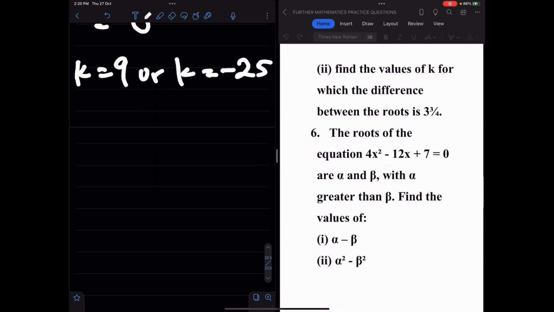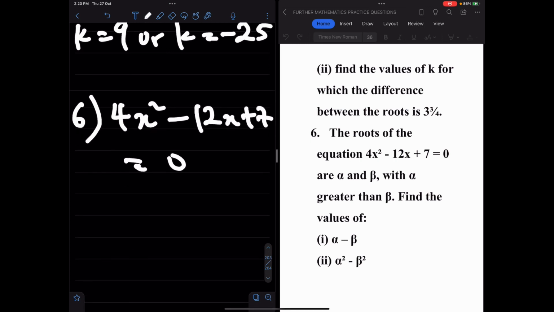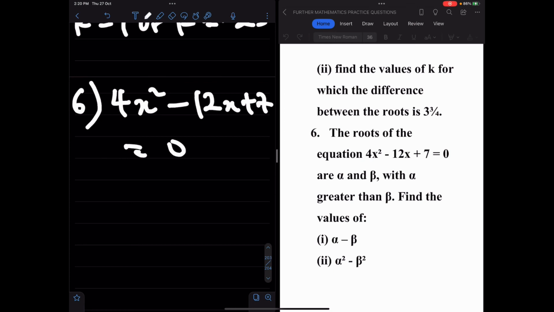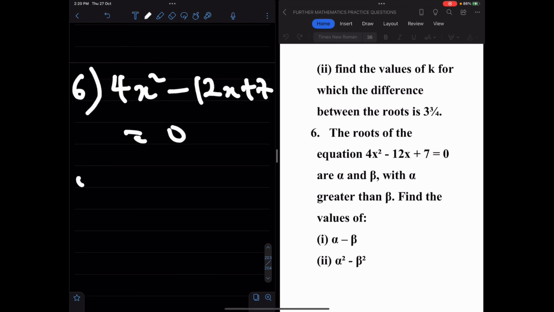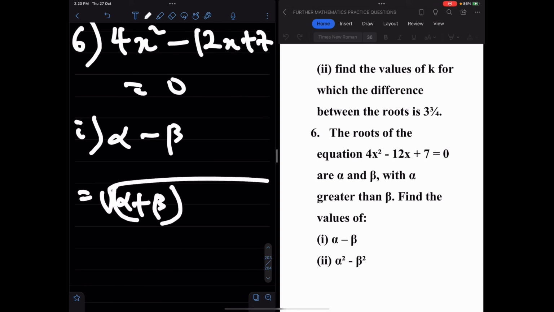So we go straight to the next, which is number 6. The roots of the equation 4x squared minus 12x plus 7 equals 0 are alpha and beta, with alpha greater than beta. Find the values of Roman figure 1, alpha minus beta. Alpha minus beta is equal to the square root of, we've shown that already, the square of alpha plus beta all squared minus 4 alpha beta.